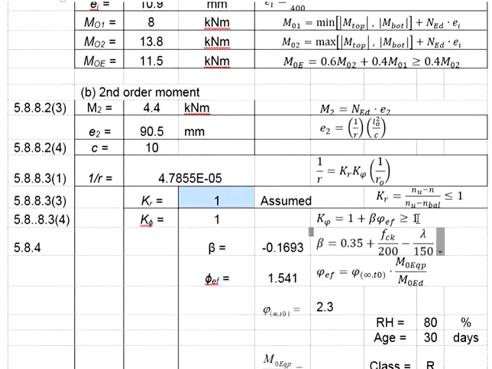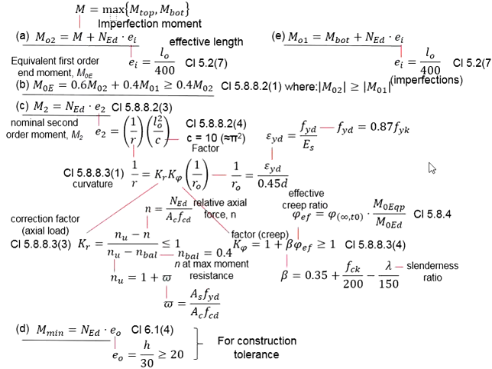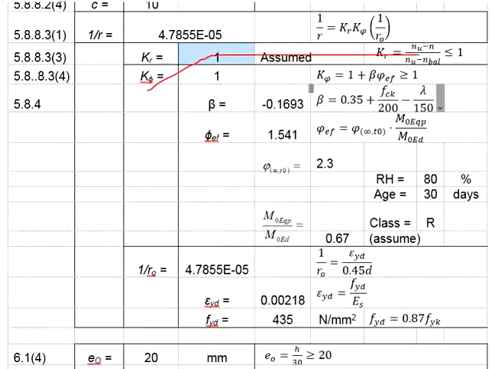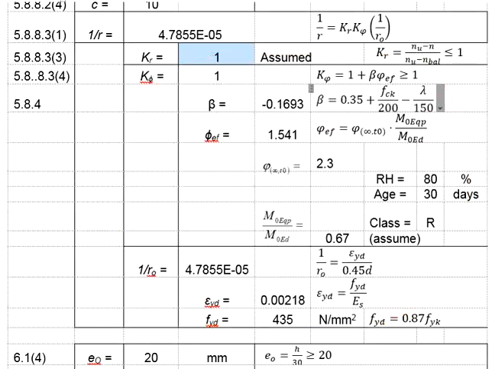The calculation process is demonstrated here. Assume the Kr equals 1.0. The rest of the equations will be similar calculations as per what we have discussed previously in our previous example. If you wish to know more, you can refer to the previous videos. You have the equation here to demonstrate how those values are obtained.